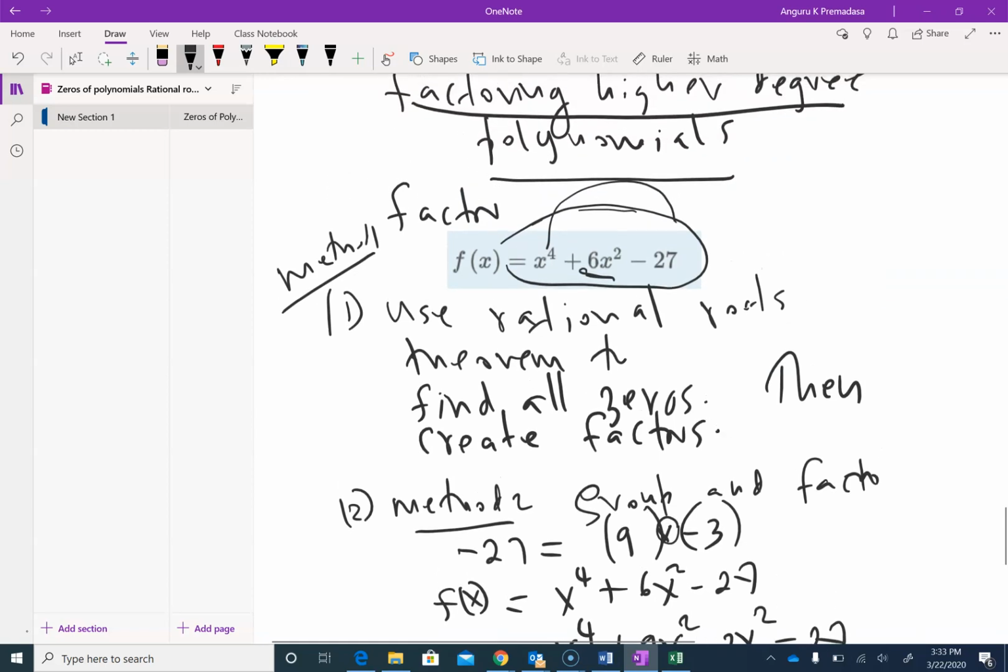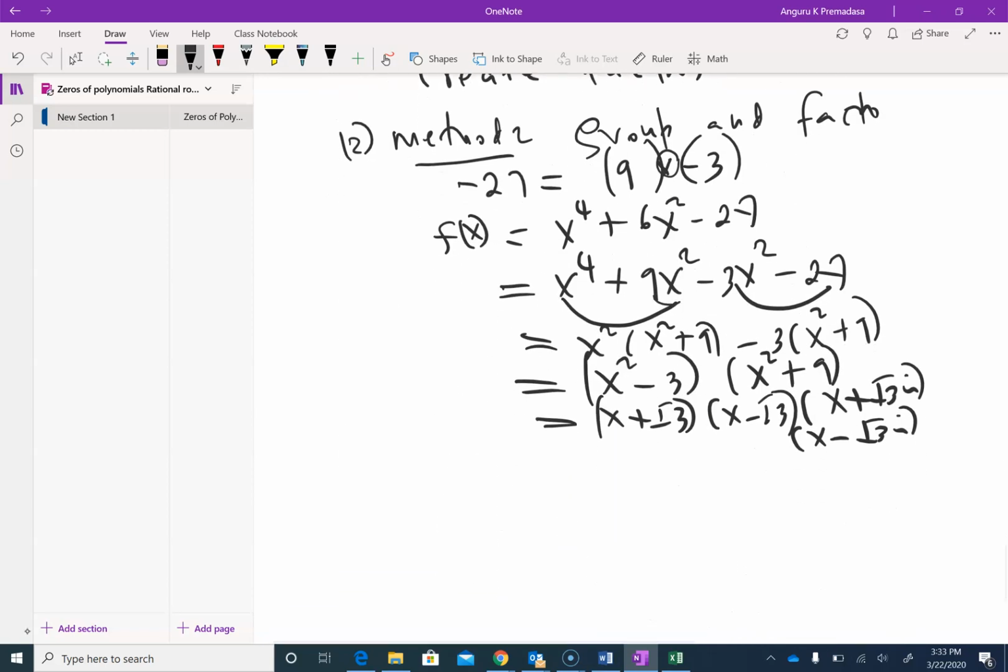What we do is we split the middle term 6 as 9x squared and negative 3x squared. And then what we do is we take 2 by 2 and take the common factors. And then we get this. But final step, we need to factor this one. So x squared minus 3 can be factored as x plus square root 3 times x minus square root 3, using difference of squares. This x squared plus 9 can be done the same way, but you need to put an i because it's plus 9 and the square root of negative 9 is 3i, plus or minus. Okay, and that's it for this video.